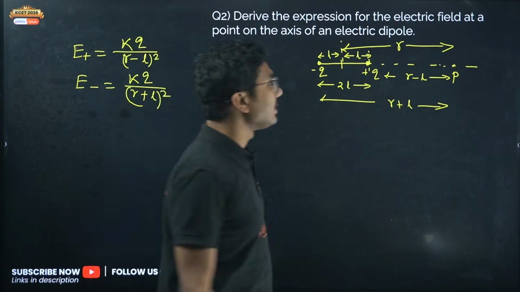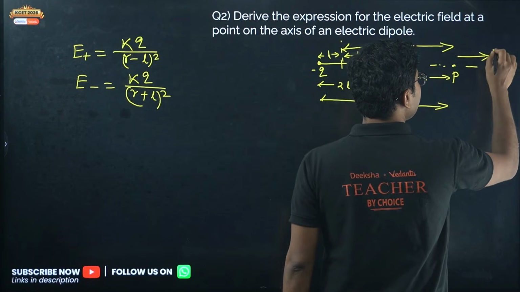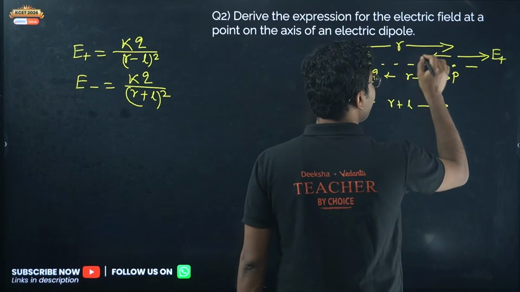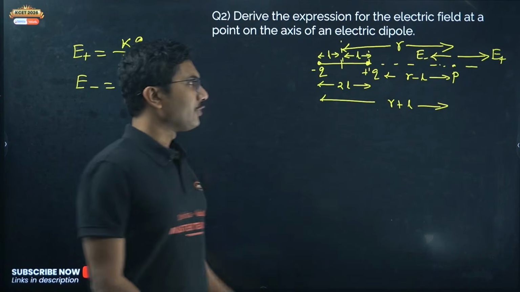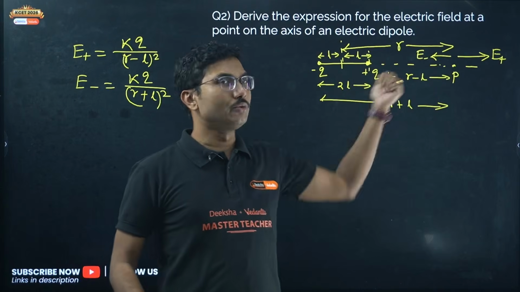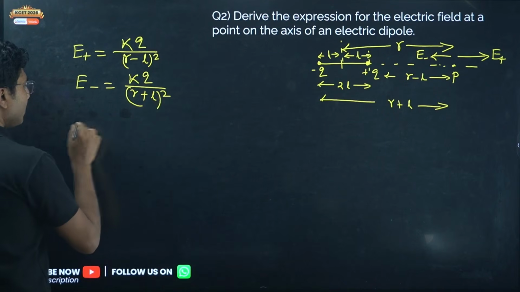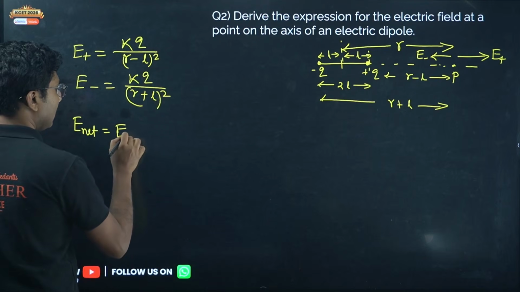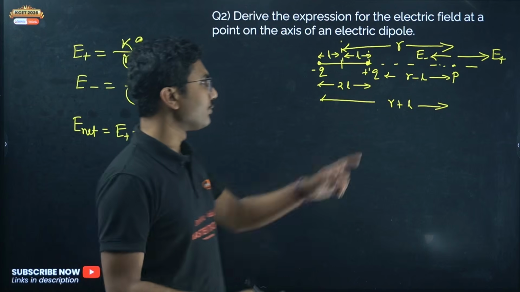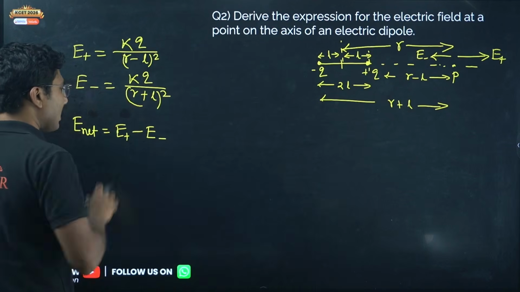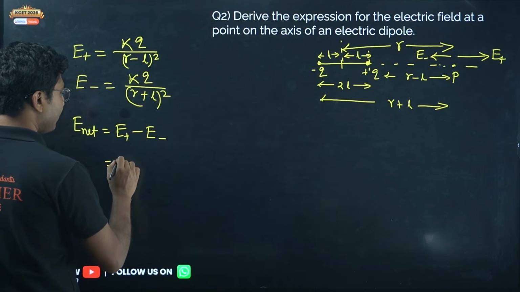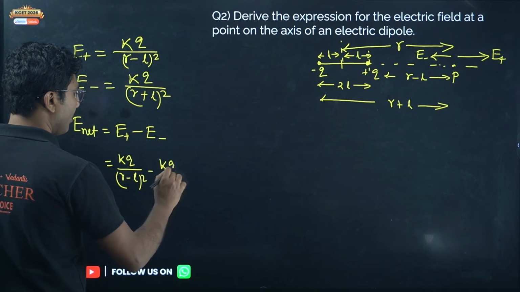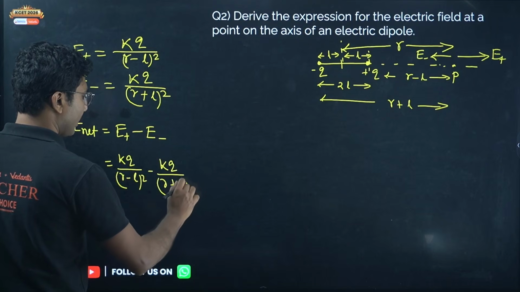So due to a positive charge, electric field is away from the charge, so this is E plus, and due to a negative charge, it will be towards the charge, so it will be in this direction for E minus. So E plus is away from, E minus is towards the charge. So what is the net electric field? Net electric field is given by E plus minus E minus, because E plus is closer, E plus is bigger than E minus. Now put the values: KQ by (R minus L) whole square minus KQ by (R plus L) whole square.